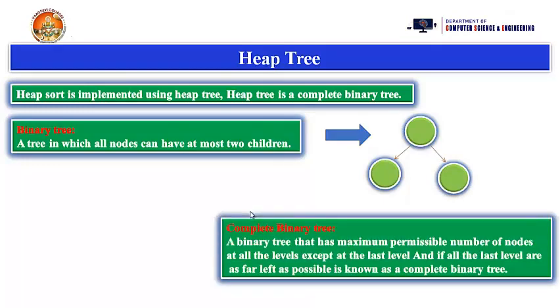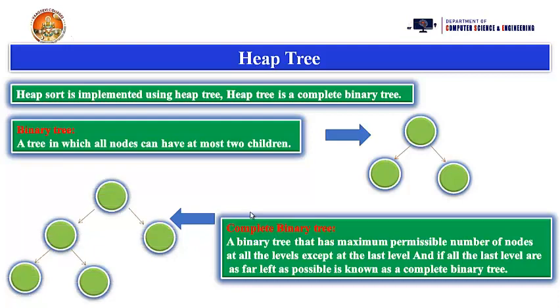Then what is a complete binary tree? A complete binary tree has the maximum permissible number of nodes at all the levels except at the last level, and if all the nodes in the last level are as far left as possible, it is known as a complete binary tree. A complete binary tree is also a binary tree. You can take this diagram here. It is a binary tree and it is a complete binary tree.